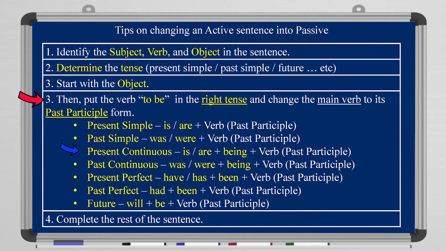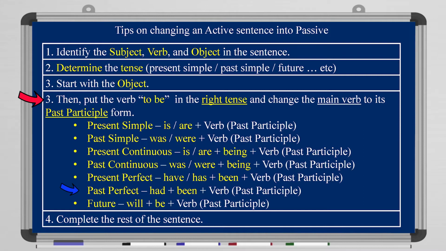For the present continuous, it is or are, and then we put the word being, and then comes the verb in the past participle. With the past continuous, it is was or were, and then the word being, and then comes the verb in the past participle. With the present perfect, it is have or has, plus been, then the verb in the past participle.